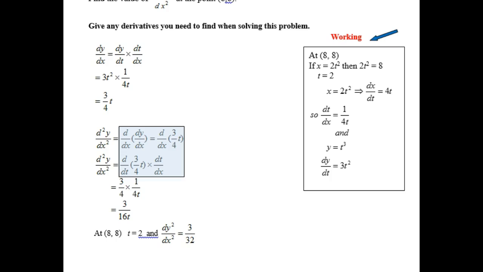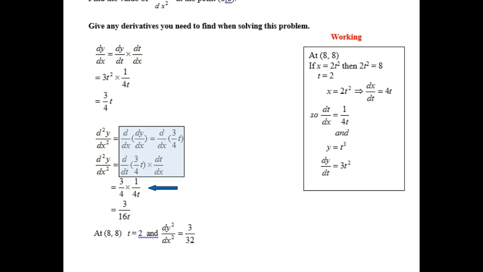For y equals t cubed, dy/dt is 3t squared. Now we can use those two bits here to get dy/dx equals 3t squared times 1 over 4t. dy/dx equals 3/4 t.